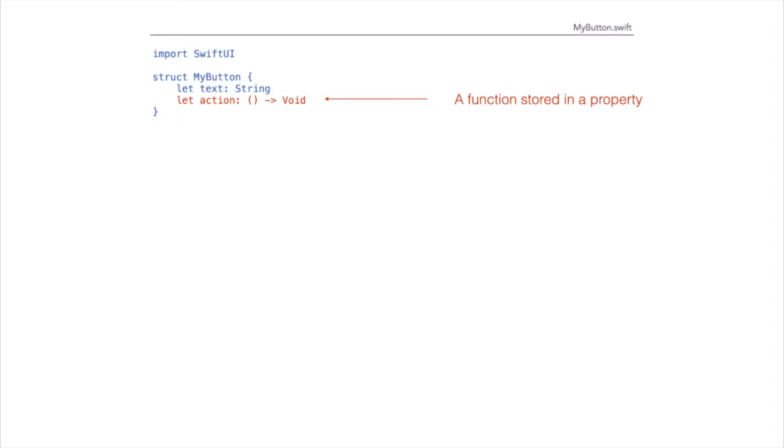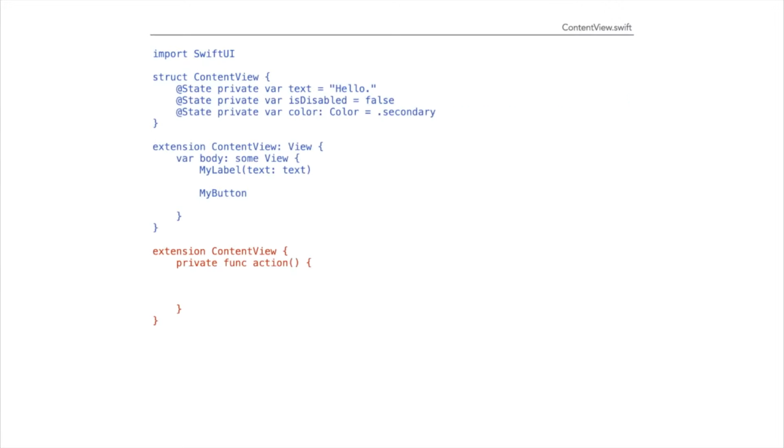The same thing I can do with strings, I can do with functions. So here I have a function that takes nothing and returns nothing, and we're storing it inside of the property named action. So we have to define our function somewhere. We'll define it as a method in an extension of content view. And inside this action, we'll do three things. We'll set disabled to true, we'll change the text, and we'll change the text color.